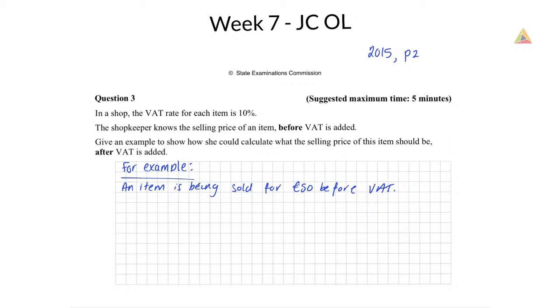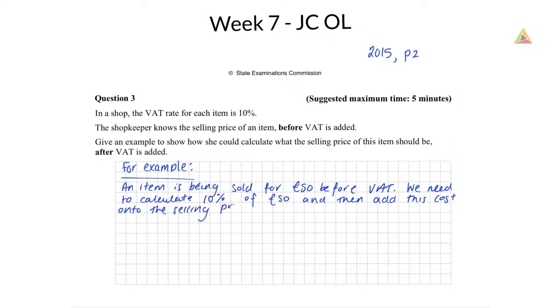The way we calculate VAT, so we need to calculate €10 of €50 and then add this cost onto the selling price to calculate the total cost with VAT included.